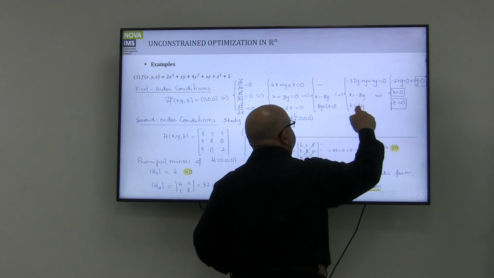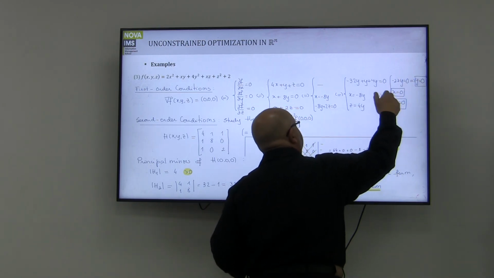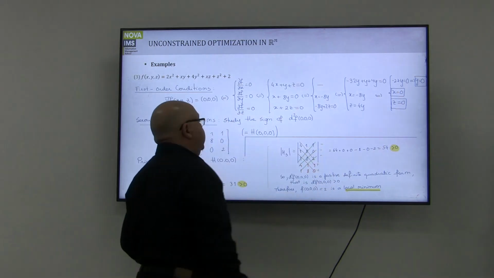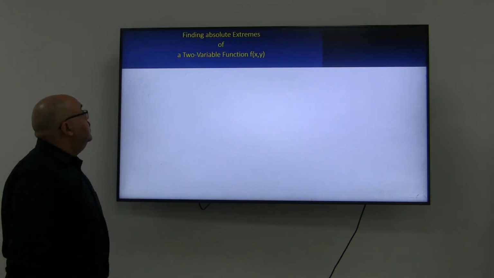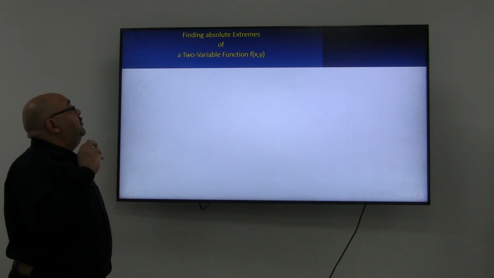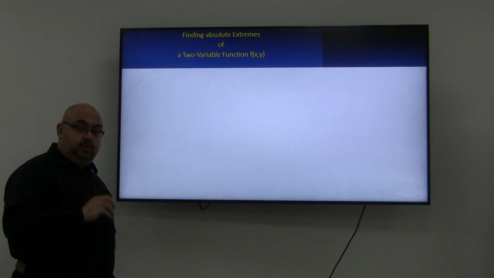We used this substitution, and from it we got y equal to 0, x equal to 0, z equal to 0, so the critical point is determined as 0, as you can see. It's very, very simple. Okay, how to find an absolute extrema of two variables.